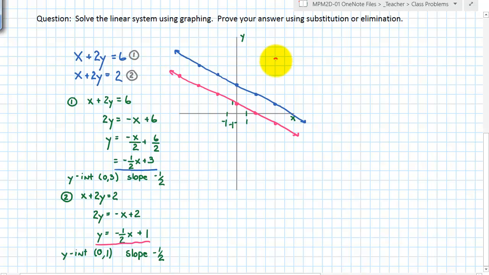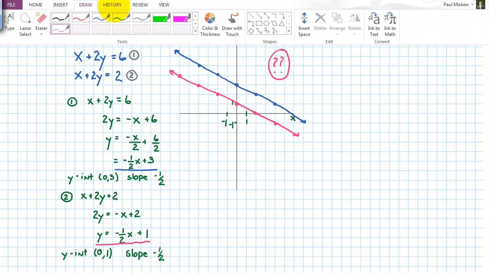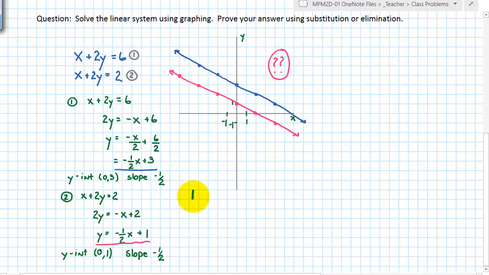And now my question is, well, what do we notice here that's funny? Well, take a look. These lines are parallel. So if they're parallel and they have a different y-intercept, will they ever touch? So if I imagine starting here at y is 3, if I go over 2 and down 1, and if I start at y as 1, I go over 2 and down 1, they're moving down at the same rate. So they're never going to touch. That means this linear system has no solution. They never touch.